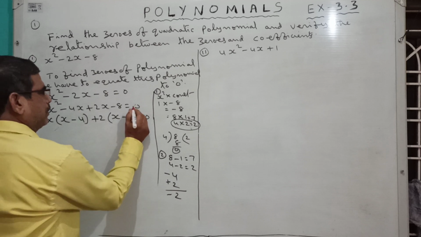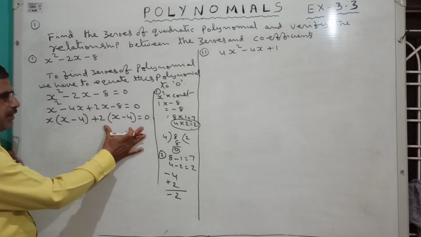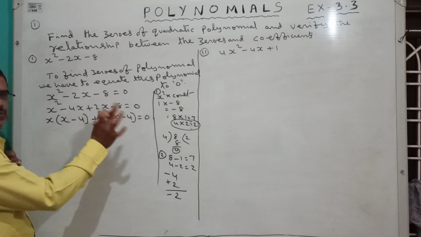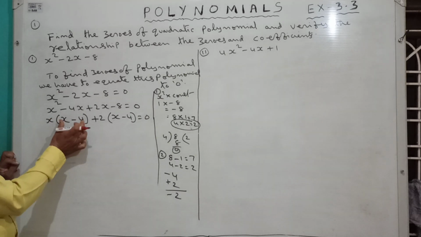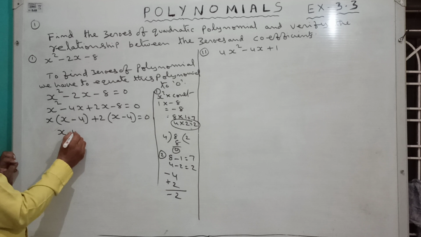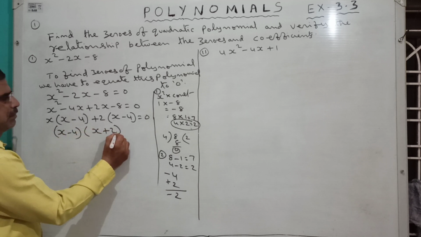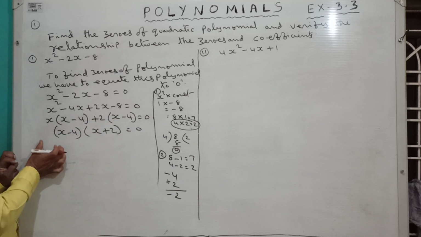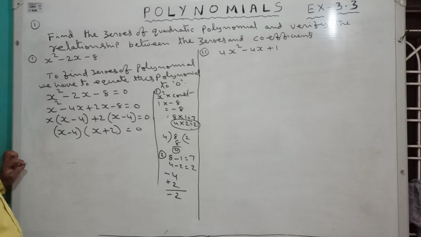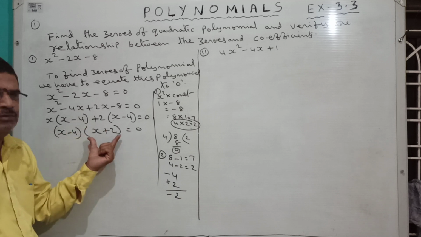Okay? Right. So this is one term, this is second term. In these two terms, x minus 4 is there. This time I am taking x minus 4 outside. So x minus 4 bracket x plus 2. Here x minus 4 comes outside, means here x plus 2 is equal to 0. So either this value is 0 or that value is 0.